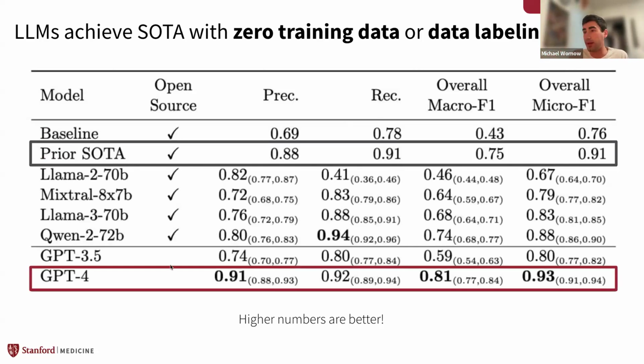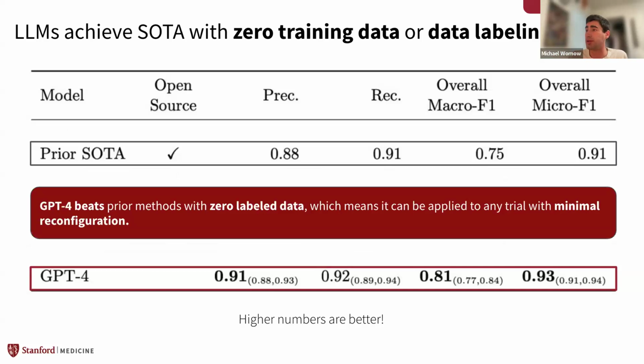The one I highlight at the bottom here is the best performing one, which is GPT-4, which is provided by OpenAI. And you can see here that pretty consistently across the board, not only is it better than the prior state of the art, but the overall accuracy numbers are fairly high.